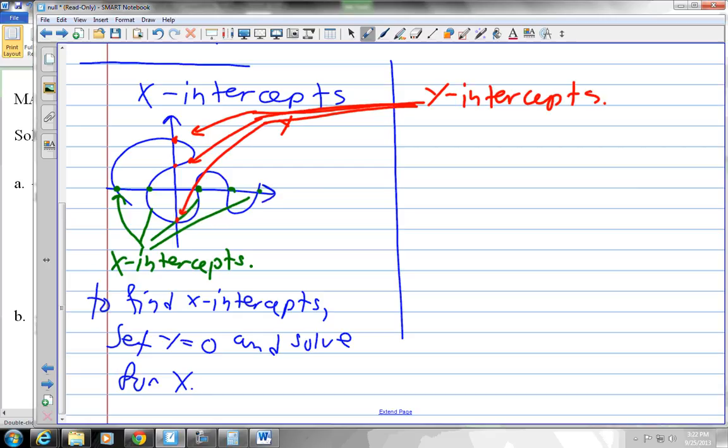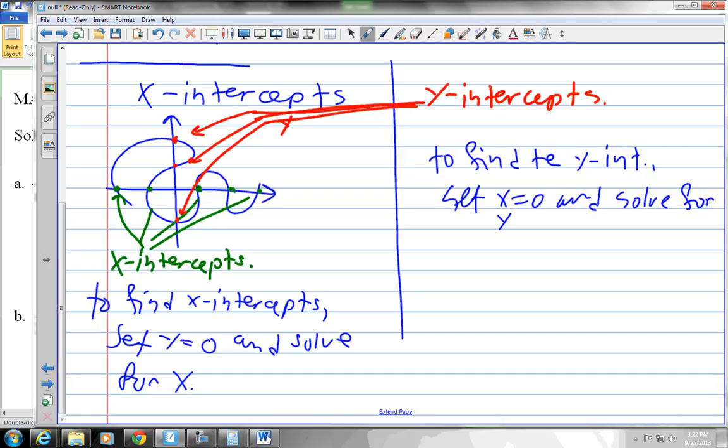Just like with the x-intercepts, the common theme here is that the x value equals 0 for all those points. So in order for us to find the y-intercept, we can set x equal to 0 and solve for y. Okay? So again, with lines, most of the time you just get one y-intercept, since it only crosses the y-axis at one point. Sometimes you get none if it's parallel to the y-axis, but most of the time it's just one. Is that okay?